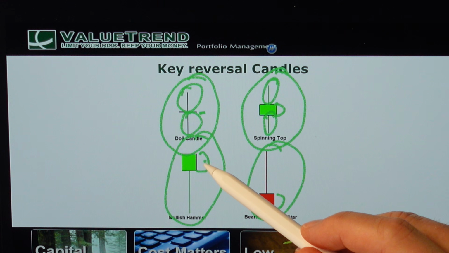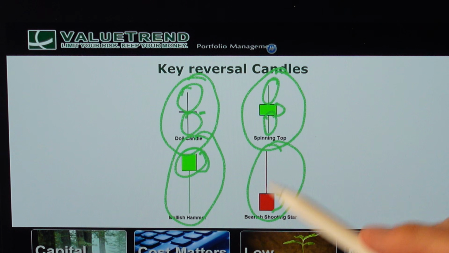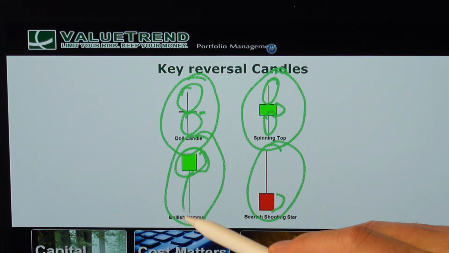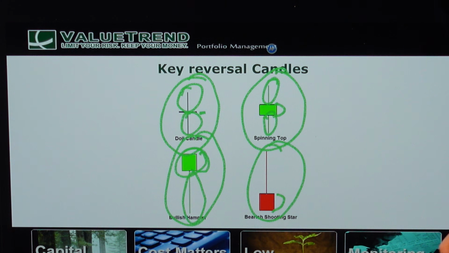They do, in fact, look like little hammers. When the market closes near the top of the day with a lot of activity below it during the day, that's considered bullish. Why? Because the market did pull back a lot during the day, and yet it still settled out. It still made its decision that it wants to be higher on the day.